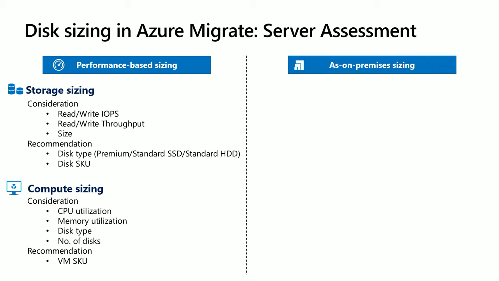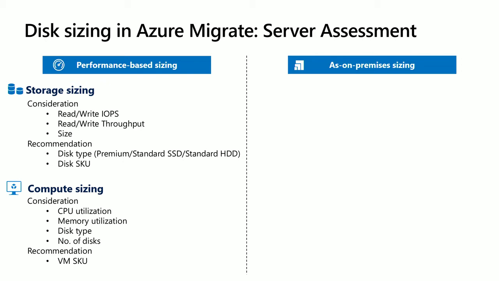So here, when it comes to storage sizing, we look at each disk attached to your VM, and we look at the read and write IOPS of each of your disks, read and write throughput of each of your disks, and based on these requirements, we recommend a disk type in Azure for you, whether you should go to standard, premium SSD, and so on. And depending on the size you need, depending on the IOPS and throughput you need, the SKU within the type is also recommended. Additionally, we also do the VM sizing or the compute sizing.